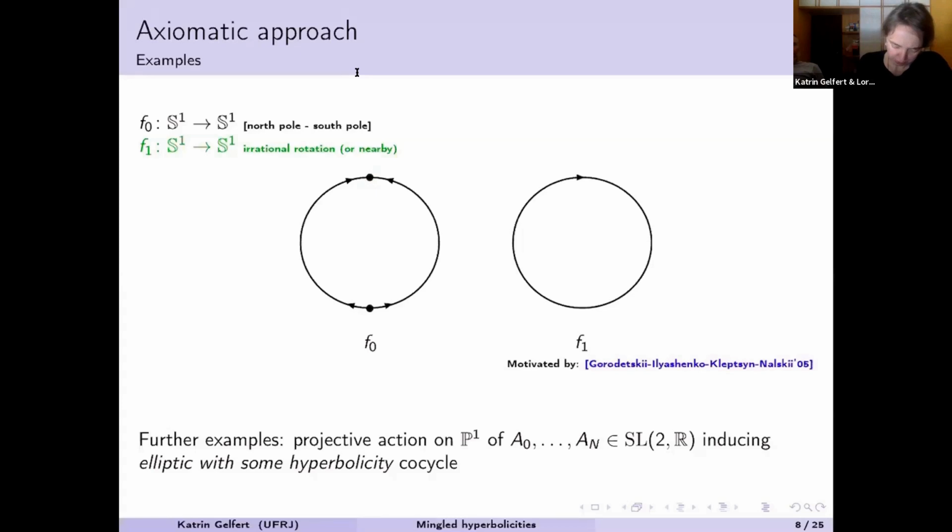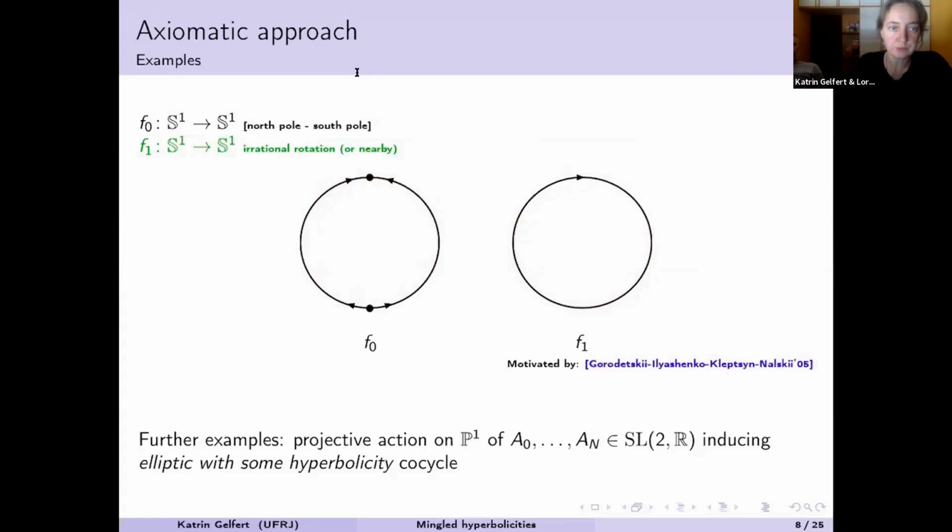Also this example, what you see in the slide, presents an important example of the projective action of SL2R matrices, where you have just one rotation induced by a matrix which represents a rational rotation, and then just another matrix which is hyperbolic, and it has this induced projective action. So these are important examples.